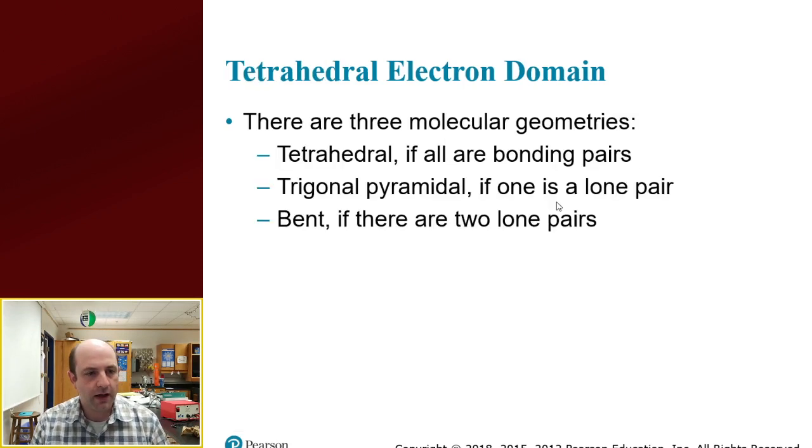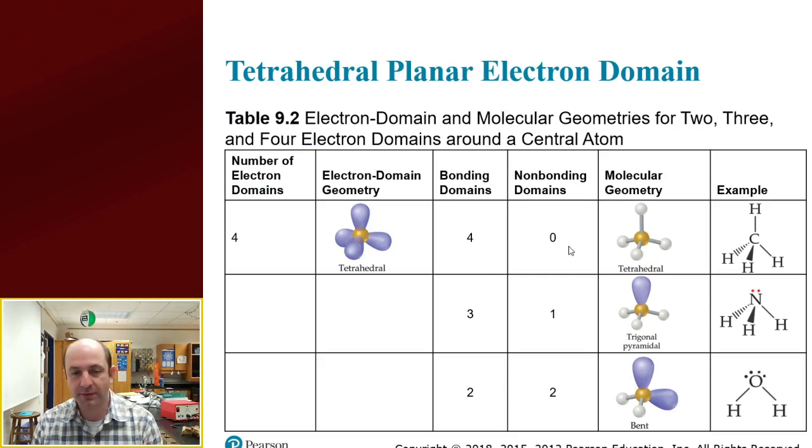All right. For tetrahedral, there's going to be three possible molecular geometries. Could be tetrahedral if everything's bonding. We could have trigonal pyramidal, or we could have bent. So let's look at those. A little bit easier here to see. So everything's tetrahedral. There's four things around the central atom. If all four are bonds, still tetrahedral, just like methane here.